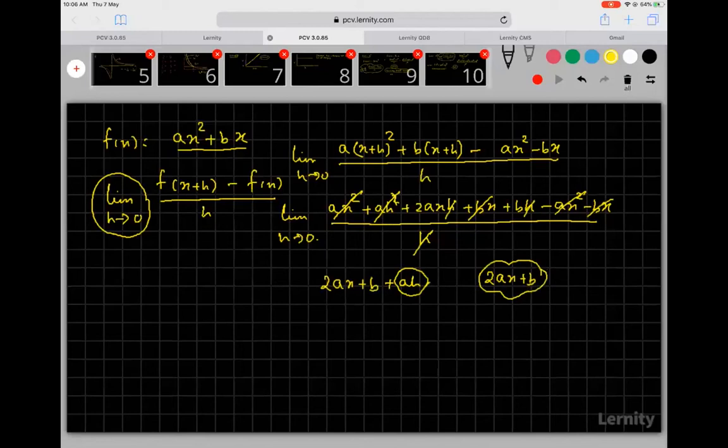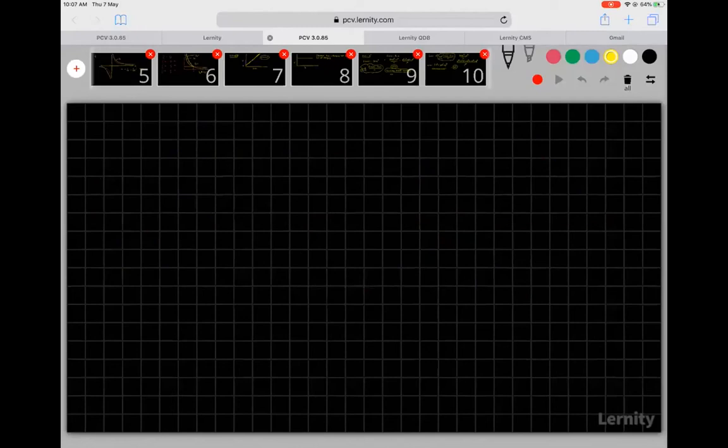So if I perform this operation, what will I get? 2ax plus b. Do you understand? Yeah, this is just some manipulation. That's all, nothing else. If you still didn't understand, I'll do one more question for you.